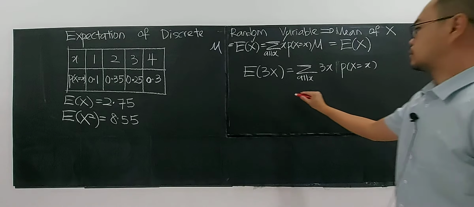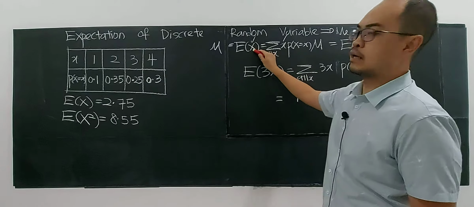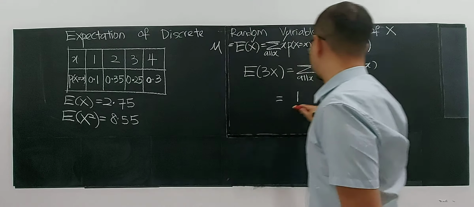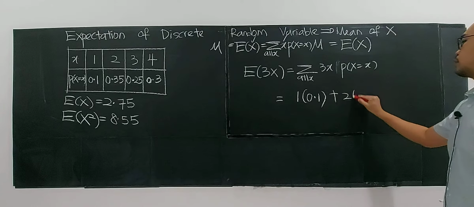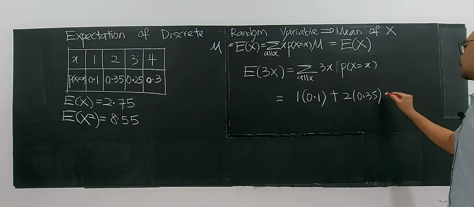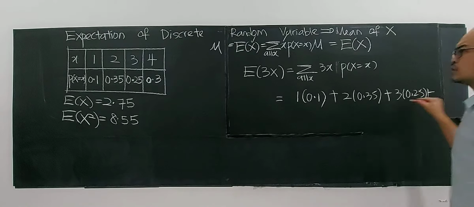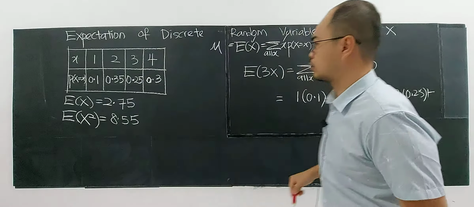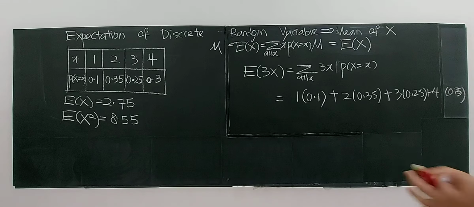So let's look at this. Usually if you find the mean, how do you find the mean? You take 1 multiplied by 0.1, plus 2 multiplied by 0.35, plus 3 multiplied by 0.25, just multiply and add up only, plus 4 multiplied by 0.3. Now the additional thing that you should do is, you want to find E3x.